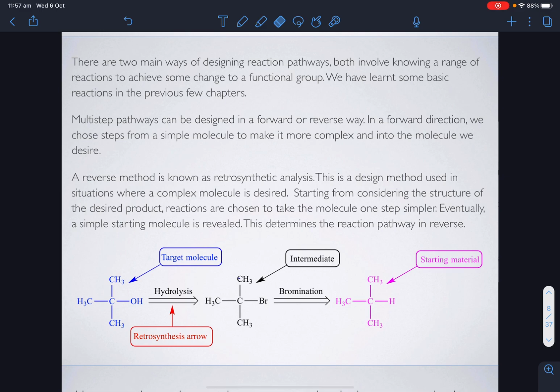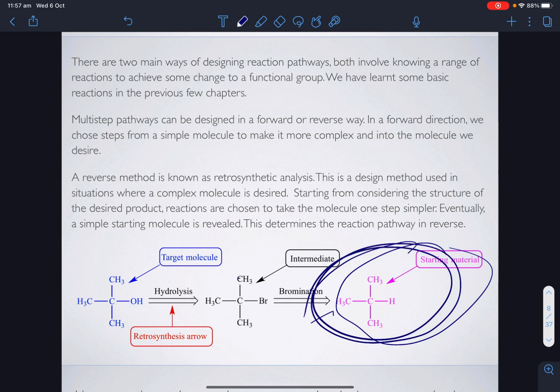So here it's just three. They've only got their target molecule and an intermediate, and now they've got their starting one. And so they're saying we can easily buy methyl propane off the shelf, but we can't buy 2-bromo-methyl propane, and we can't buy 2-methyl propanol. So you can't buy those, but you can easily find a building block that you can start with and then move along. But they've analyzed it and worked backwards. And so this is called retrosynthetic analysis.